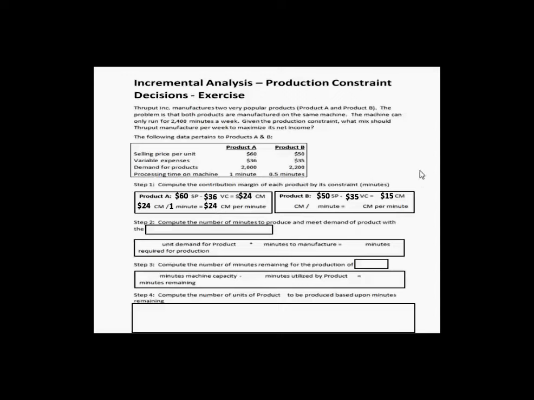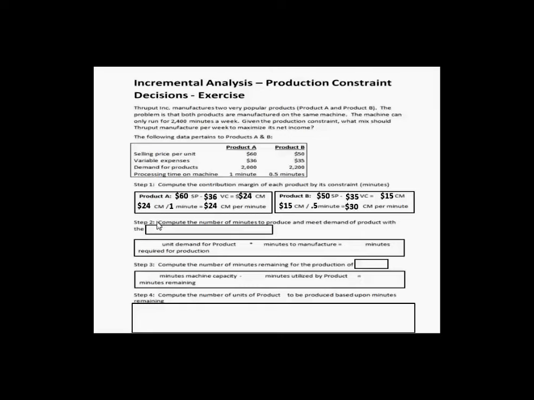Now we take a look at product B. Product B has a contribution margin of $15. It takes a half a minute to produce product B. Therefore, the contribution margin per minute is actually $30 a minute. So product B actually has a higher contribution margin rate per minute than does product A.